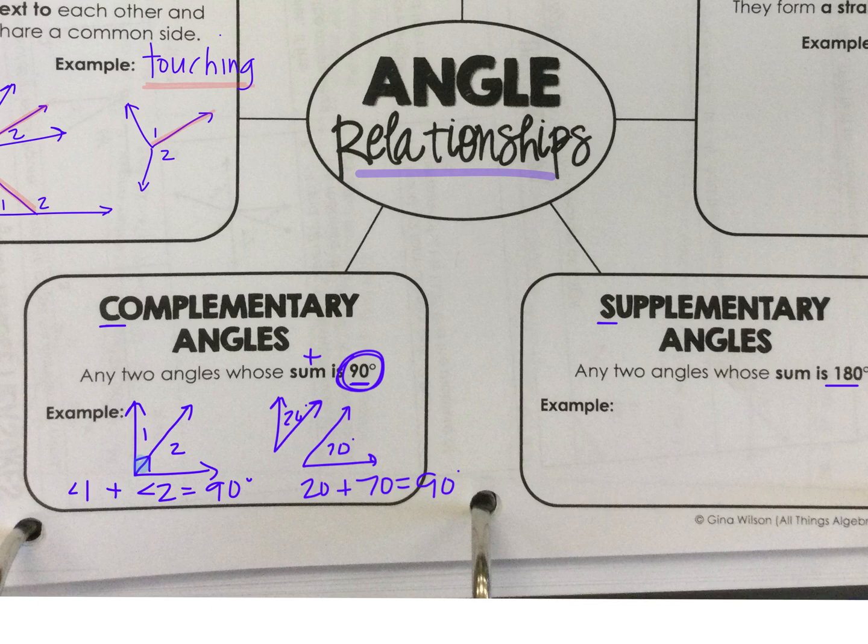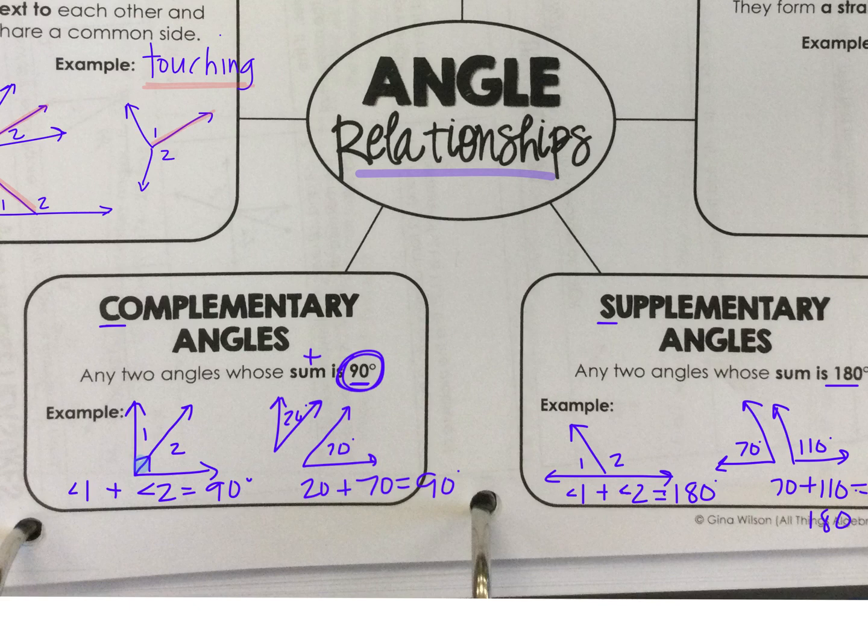Supplementary angles are like complementary, except they add up to 180. So if they're on a straight line, we know that that's 180. So angle 1 plus angle 2 equals 180. We could also have a 70 degree angle, and they don't have to be touching, and a 110 degree angle, and 70 plus 110 equals 180. Supplementary, they add up to 180.